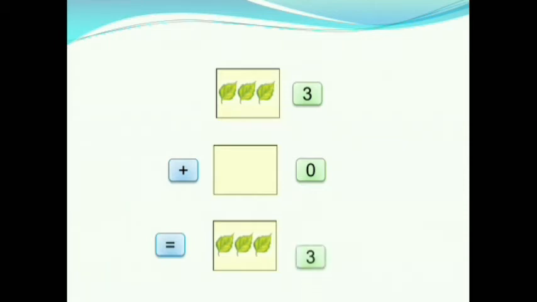See the next box. Are there any leaves in the next box? No, there are no leaves in the second box. If there is nothing, what should we write? Remember, children? Yes, we should write 0. What is 3 plus 0? When we add 0 to any number, what should we get? Yes, we should write same number. So 3 plus 0 is equals to 3. So we will write 3.